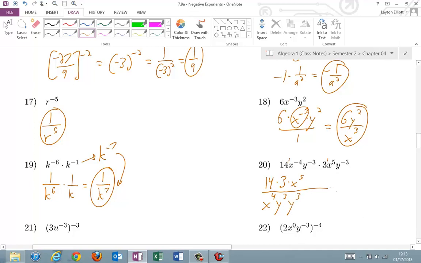And now we collect our terms, or our factors. Sorry, these are not terms, these are factors. 14 times 3 is 42. X to the 5th over x to the 4th, y to the 6th. Finally, we look to see if we can cancel anything. Yes, we can cancel an x to the 5th over x to the 4th and make that an x. 42x over y to the 6th.